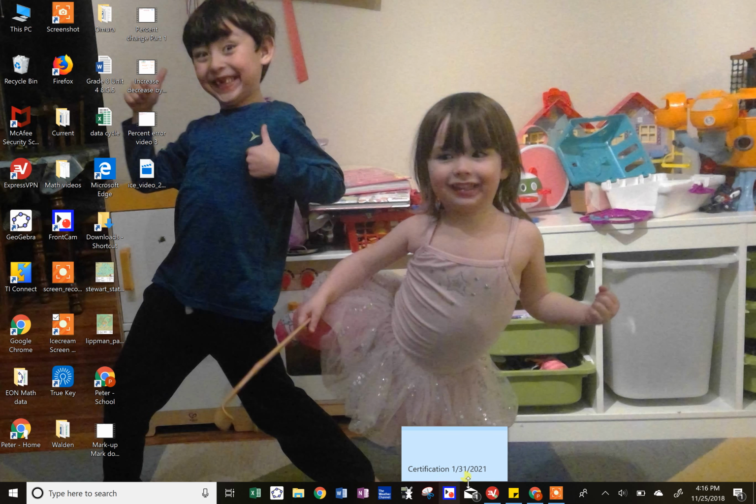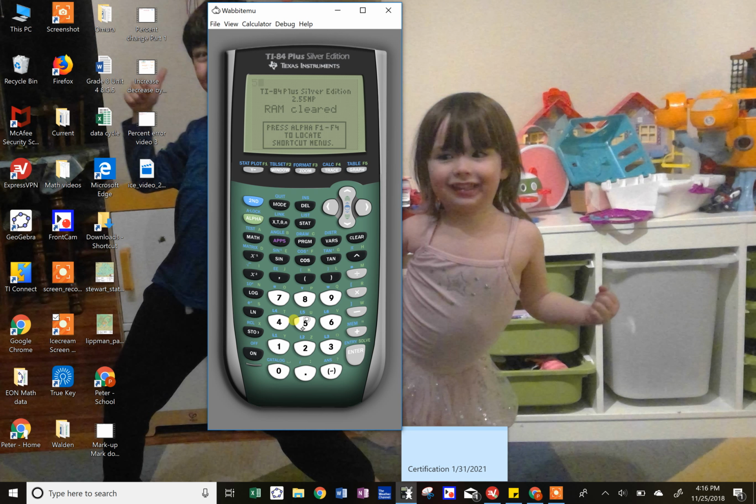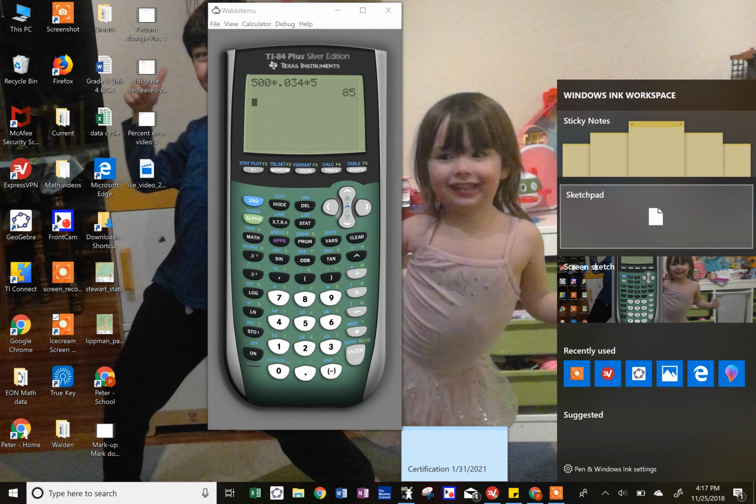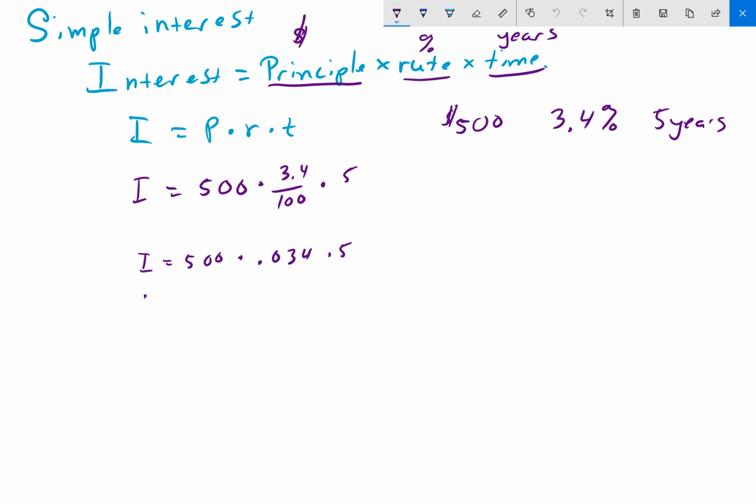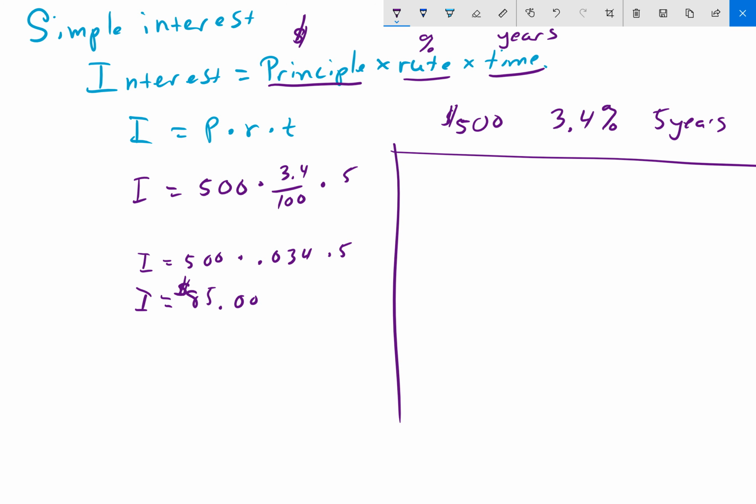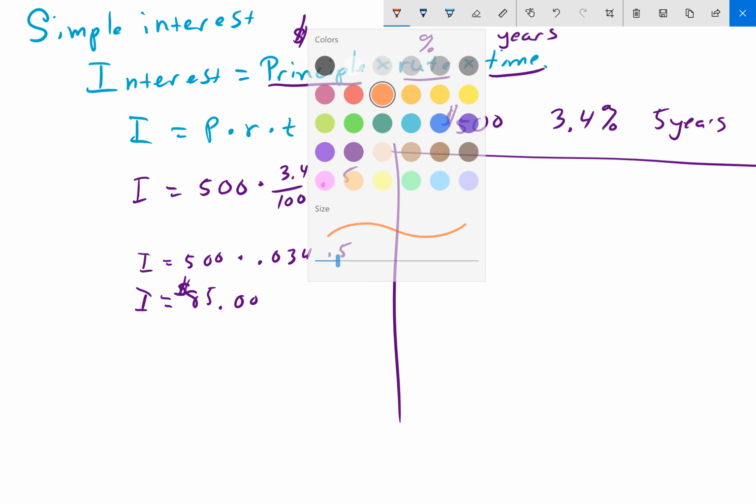I'm going to go to my calculator. I have 500 times 0.034 times 5. And it looks like I'd make a whopping $85. So my interest would be $85. Now this is simple interest, and there's something called compound interest, which you don't need to know quite yet, but it's a little bit more realistic. Simple interest is pretty easy to do.